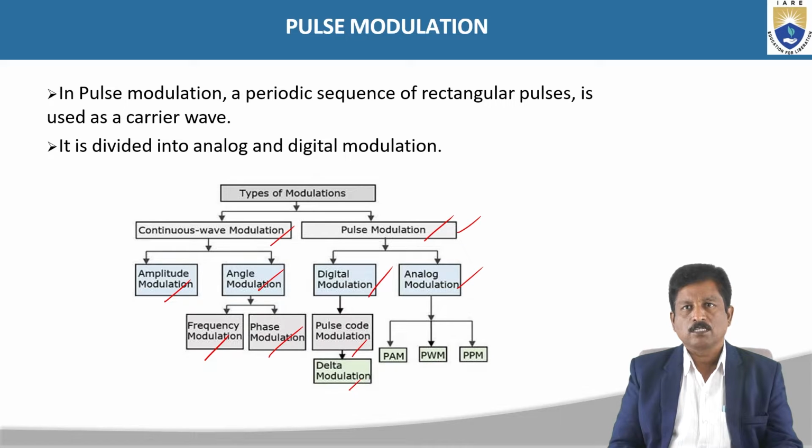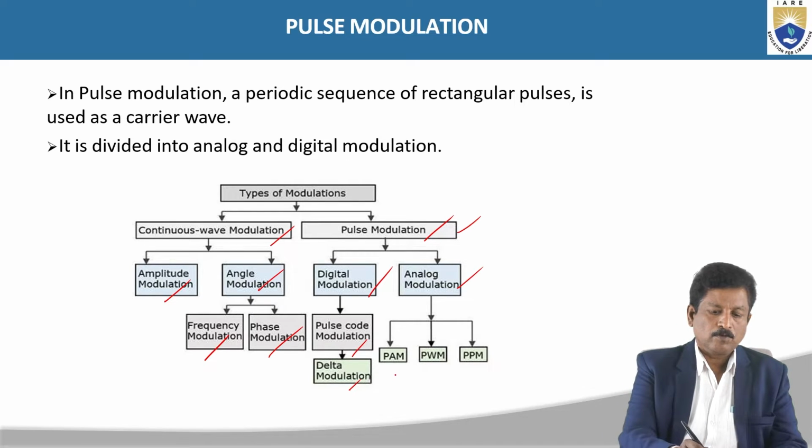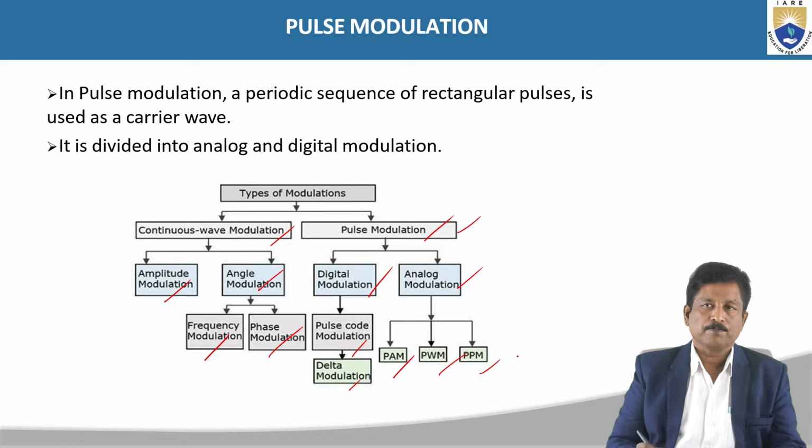So all these modulation techniques come under the digital communication system, whereas AM, FM, PM come under the continuous or analog communication system. So analog modulation, again, we are going to have three types. One is the PAM, PWM or PPM.